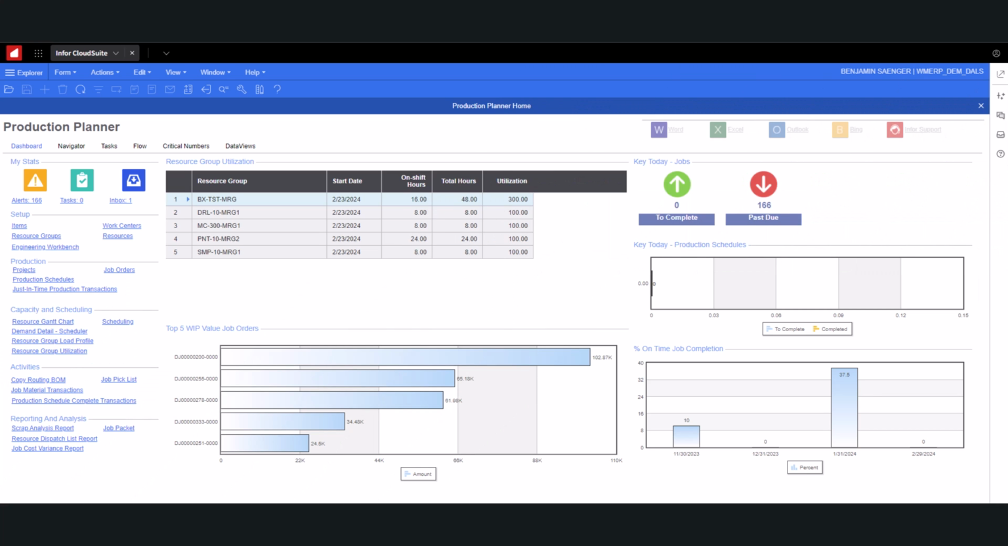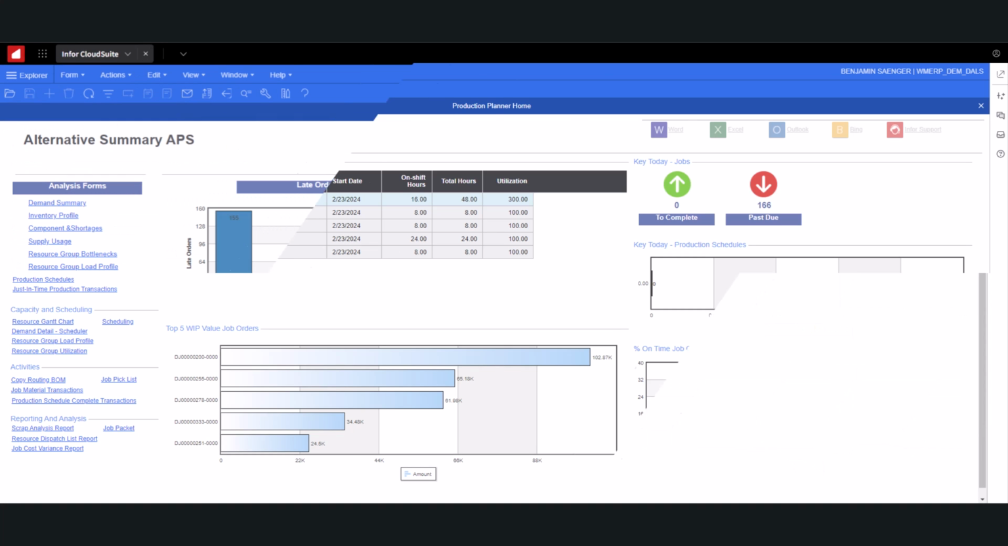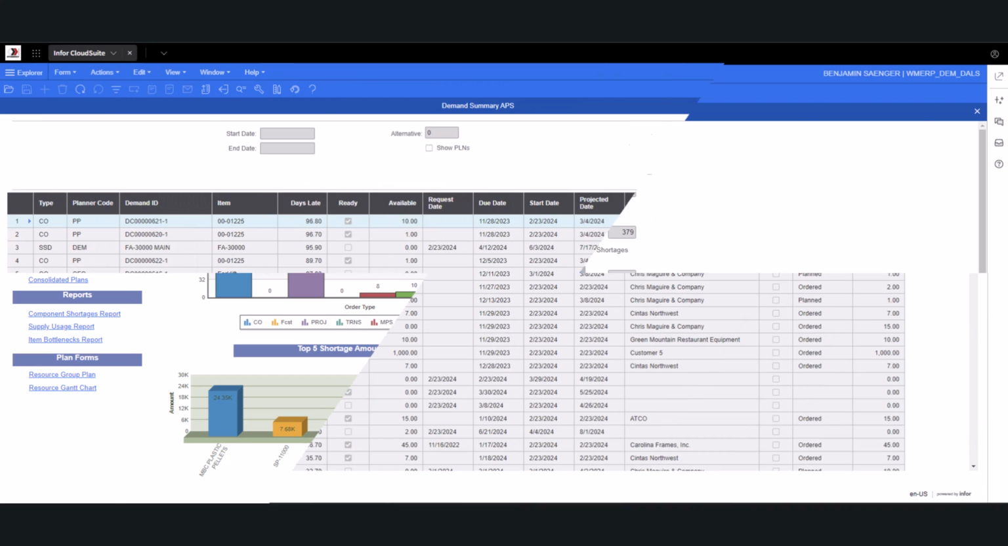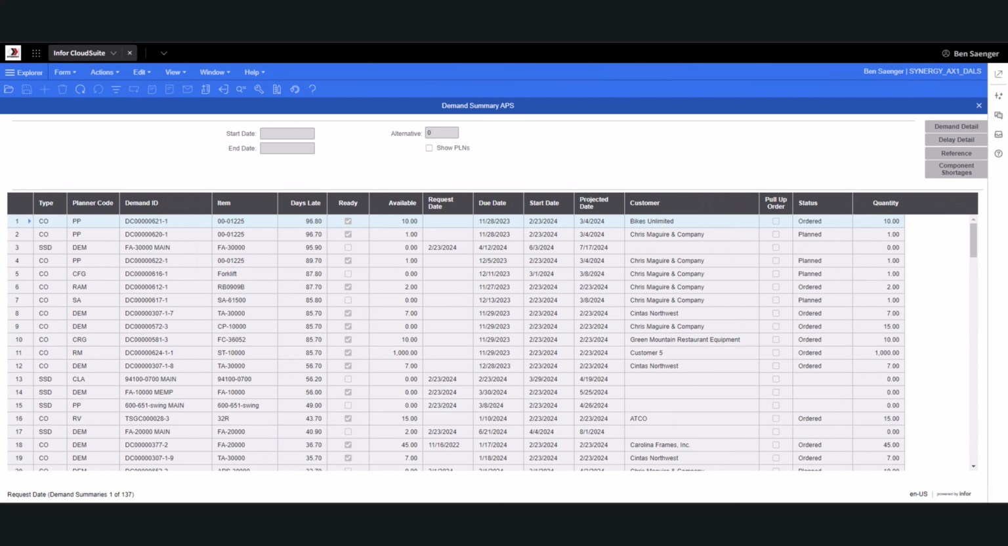Efficient production planning and scheduling is crucial for your success in meeting on-time shipping performance. The advanced planning and scheduling tool within Infor CloudSuite Industrial Syteline will help improve on-time shipping metrics by optimizing production schedules, resource allocations, and inventory management.